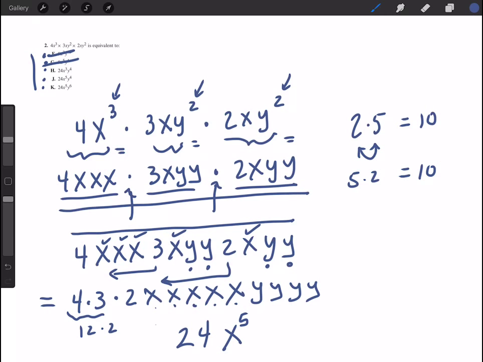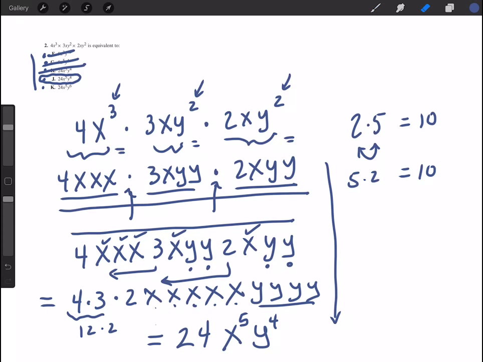1, 2, 3, 4, 5. So that's x to the 5th power. Now looking at the choices, that eliminates H. So we're left with J and K. Well, the y part, the y variables, we have 4 of them. So that is written as y to the 4th. Our final answer, 24 x to the 5th y to the 4th power, which is, of course, choice J, right here.